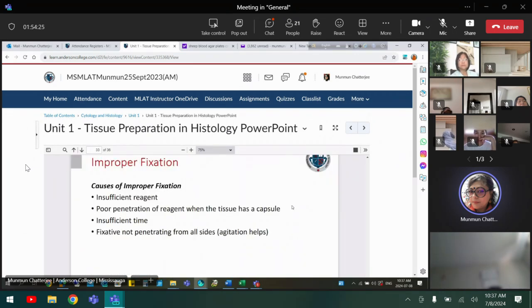So, if you don't do the fixation properly, what can cause it? Causes of improper fixation: maybe insufficient reagent. You didn't put sufficient reagent. It needs to reach and fix everything, including the deep inside layer of the tissue. Poor penetration of reagent when the tissue has a capsule. Insufficient time, you didn't put the proper timing. Fixative not penetrating from all sides. Sometimes you need to agitate or shake the tissue so that it gets proper penetration.